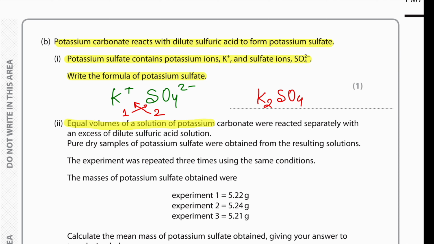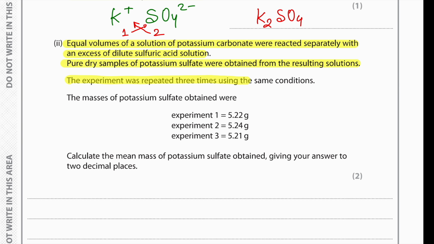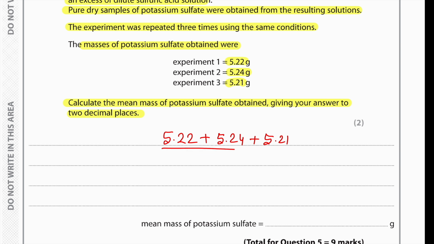Equal volumes of solution of potassium carbonate were reacted separately with an excess of dilute sulfuric acid. Pure dry samples of potassium sulfate were obtained from the resulting solutions. The experiment was repeated 3 times using the same conditions, and the masses of potassium sulfate obtained were 5.22, 5.24, and 5.21. Calculate the mean mass of potassium sulfate obtained, giving your answer to 2 decimal places. To find the mean, we just add all of these masses and divide by 3. We give our answer to 2 decimal places, so we write 5.22.